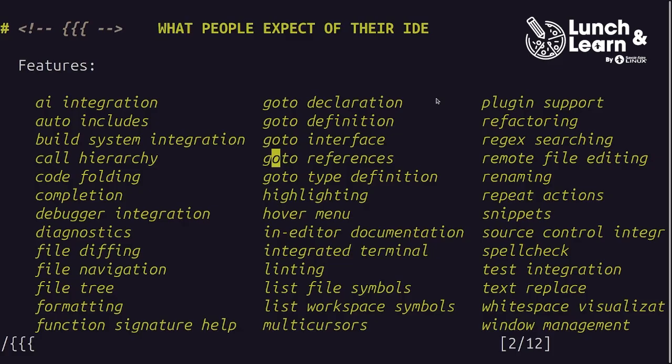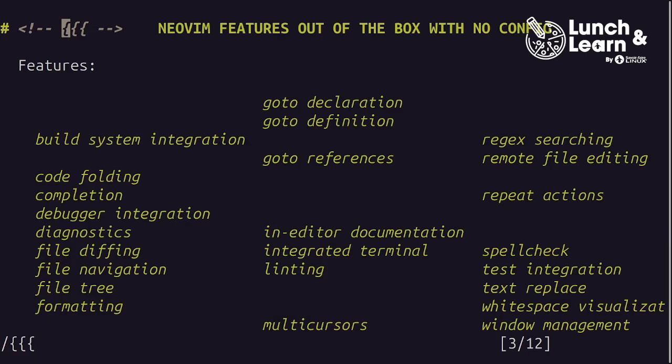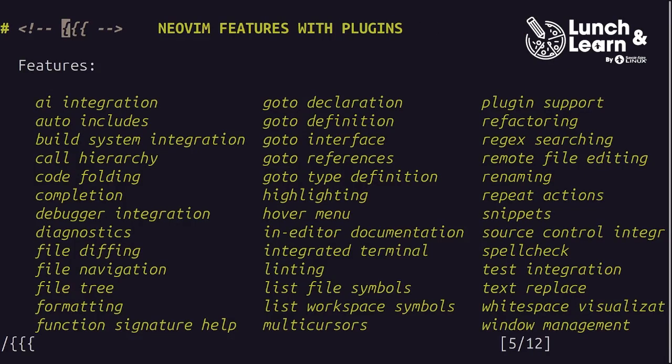So I'm going to go through a couple of iterations showing you what features are available in Neovim with no config, what features are available with a little config, and what features you get with full config and plugins and everything. So here you see the Neovim features out of the box, no config. About 60% of the previous list. We lost a couple. Neovim features with config but no plugins: practically everything's back in. Only missing AI integration and source code control integration. And then Neovim features with plugins: it's everything. It's got everything.